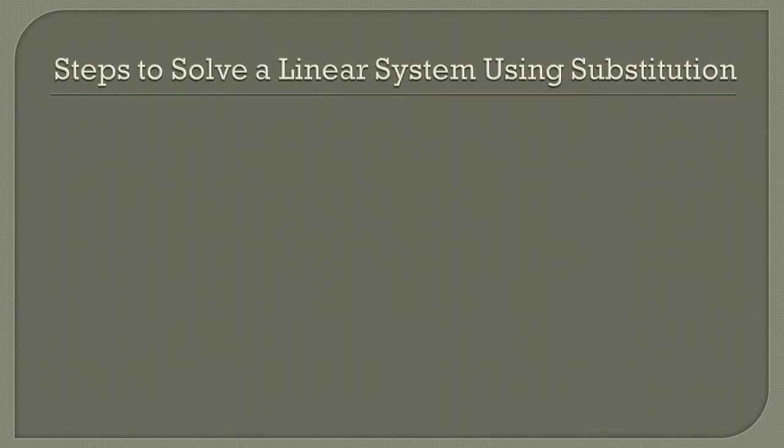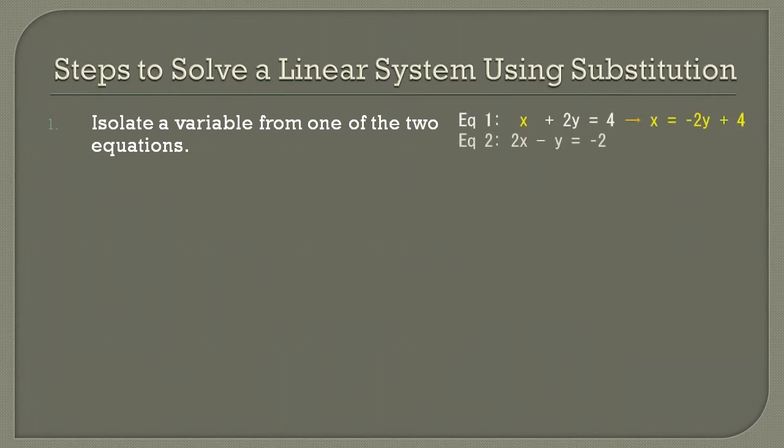The steps to solve a linear system using substitution are as follows. Step 1. Isolate a variable from one of the two equations. In this example, I have x plus 2y equals 4 and 2x minus y equals negative 2. It is easiest to isolate the x from equation 1 because it has a coefficient of 1. I do this by subtracting 2y from each side and I get x equals negative 2y plus 4.